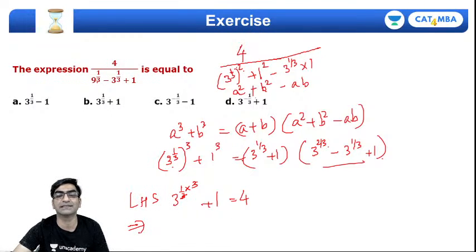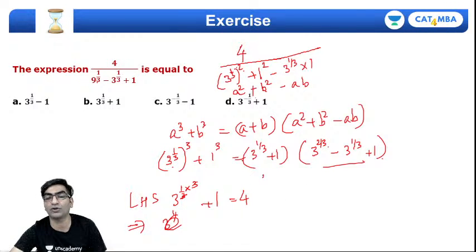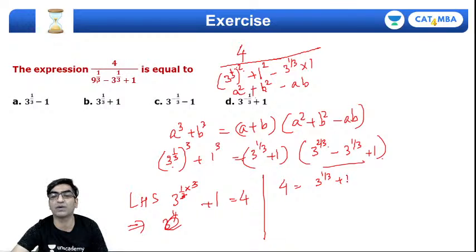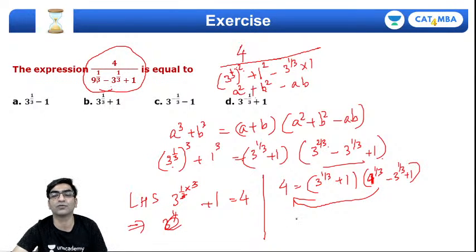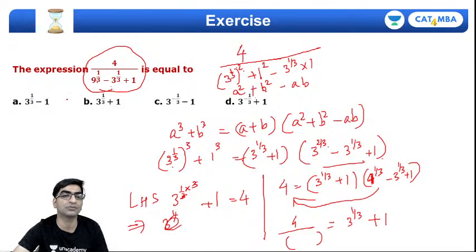So this means that 3 power 1 by 3, remember what you get is 4 equals 3 power 1 by 3 plus 1 into this other thing, 9 power 1 by 3 minus 3 power 1 by 3 plus 1. If you bring this to the denominator, that will create this expression. So 4 upon all that will in fact be left with 3 power 1 by 3 plus 1, which means the answer is option B.